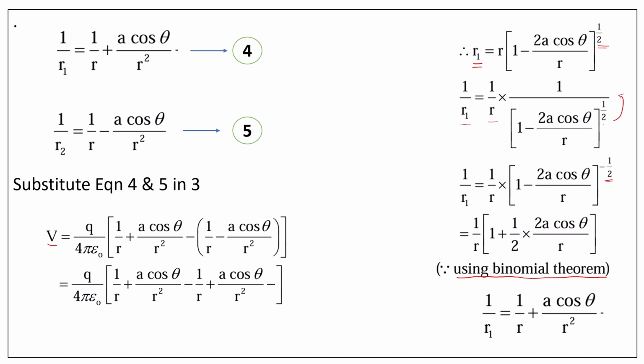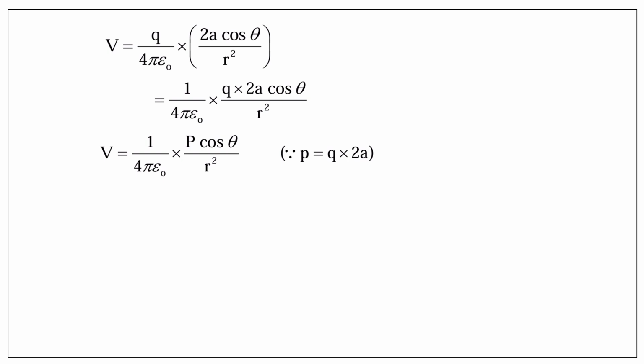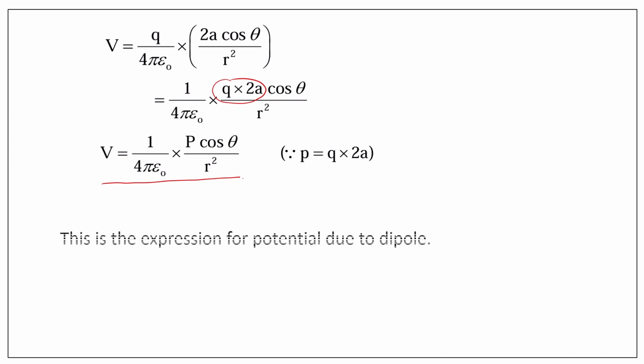That is equal to Q by 4 pi epsilon naught into bracket 1 by r plus a cos theta by r square minus 1 by r minus a cos theta by r square. On simplifying, we get V is equal to Q by 4 pi epsilon naught into 2a cos theta by r square. But 2a into Q is equal to P. Therefore, the final answer is V is equal to 1 by 4 pi epsilon naught into P cos theta by r square. This is the expression for potential due to a dipole.